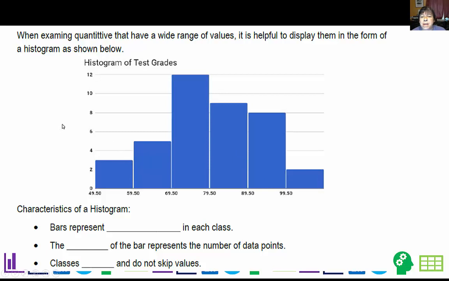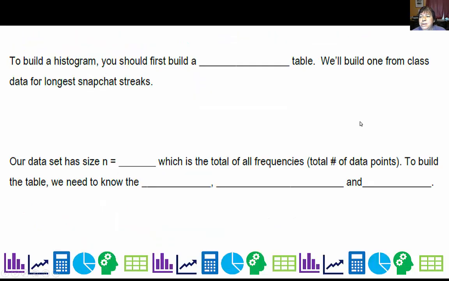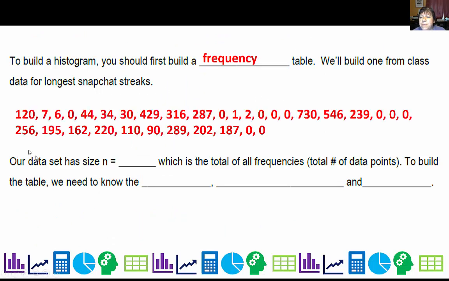So how do we make a histogram then? Well, the bars represent the data points in each class. The height of the bar represents a number of data points. And classes on a histogram touch. Now, you might be tempted to call this a bar graph, but that's actually not a bar graph. It's a histogram. So to build a histogram, you first build a frequency table that's going to count the data points.